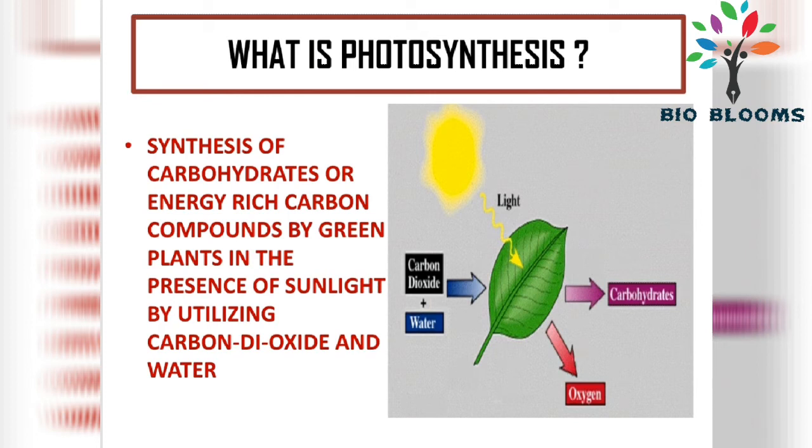So synthesis of carbohydrates from energy-rich carbon compounds by green plants in the presence of sunlight by utilizing carbon dioxide and water is known as photosynthesis. So the definition is given clearly. It is very important for you to learn this definition.